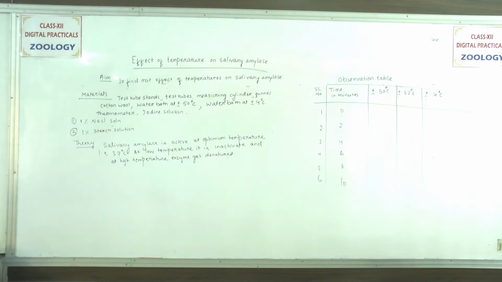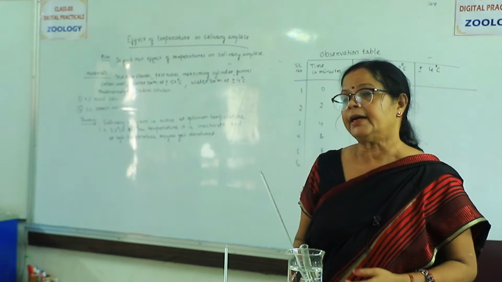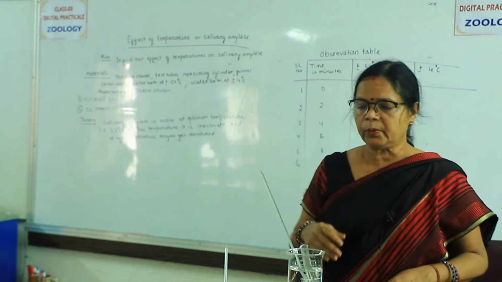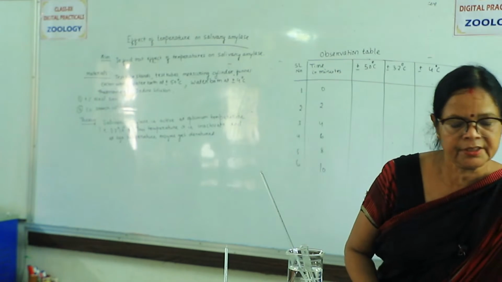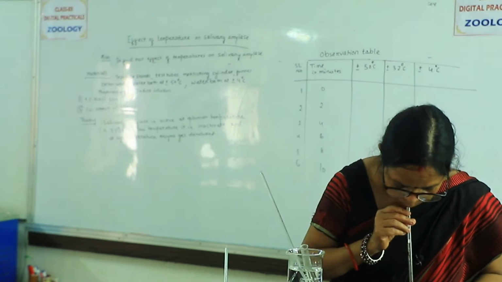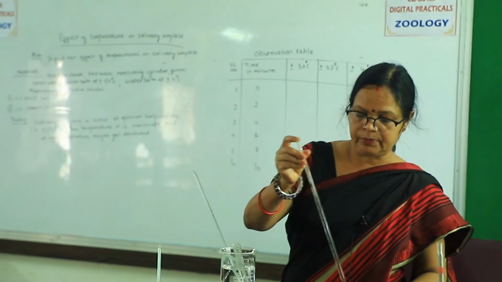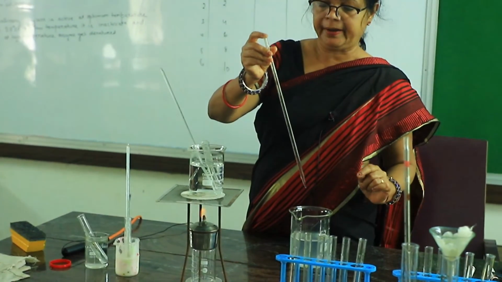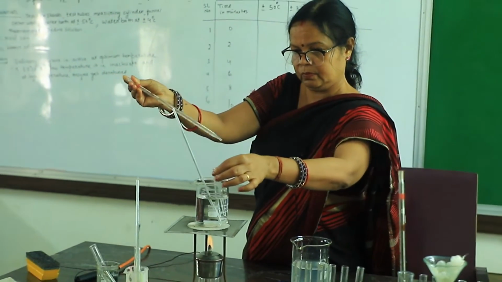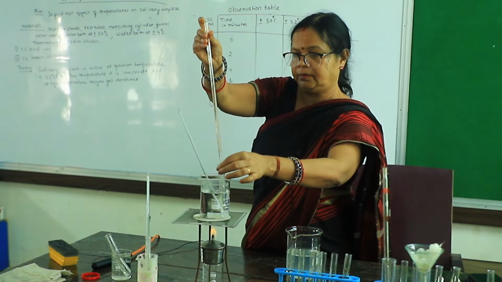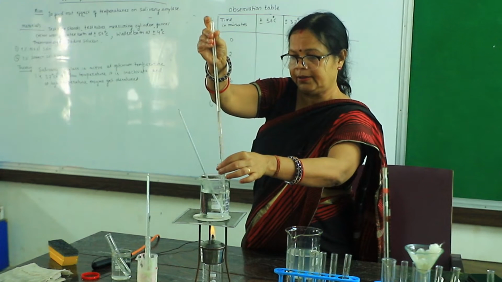And you have to take 3 experimental test tubes. One you have to keep in boiling water, another in an ice bath, and the third one in normal water maintained at 37 degrees centigrade. Now you have to add 5 milliliters of starch in each test tube. This is a graduated test tube, so up to 0 you have to pipette out the starch solution and add it in each experimental test tube.